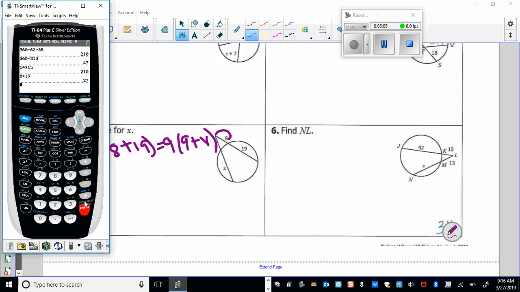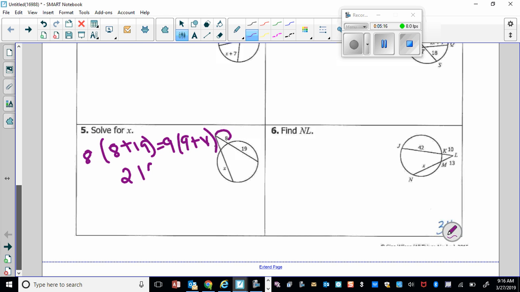Gives you 27. You're going to times 27 by 8 because that's what the outside length is. So I got 216 on this side, right? 216 equals 81 plus 9x. So I have to take 216.